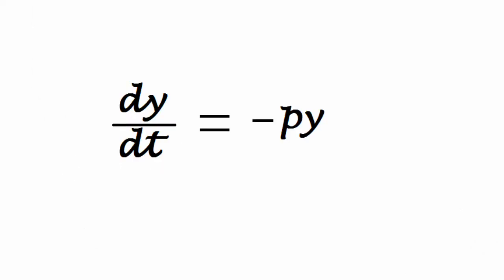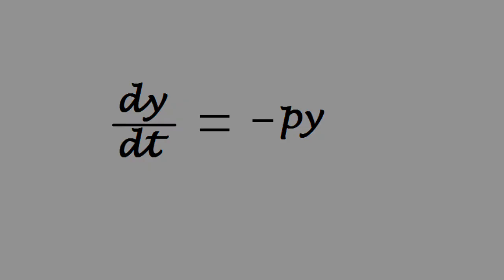So now that we have our completed differential equation, dy/dt is equal to negative p times y, how do we solve that? Well, in order to solve that, we're going to have to do something you were told you could never do. And that's going to have to wait until next time.